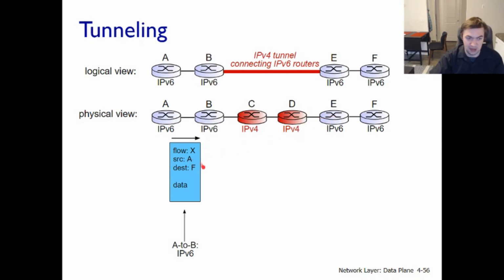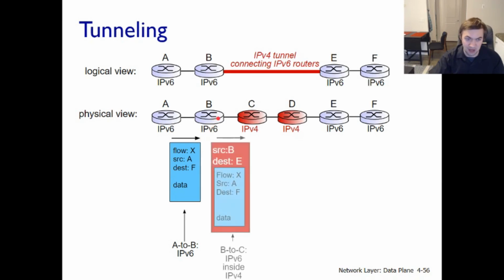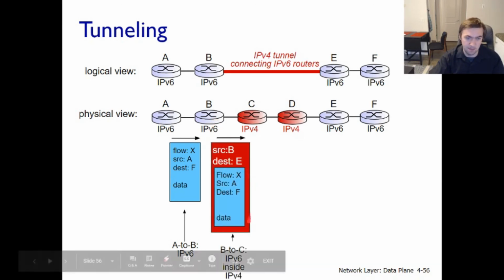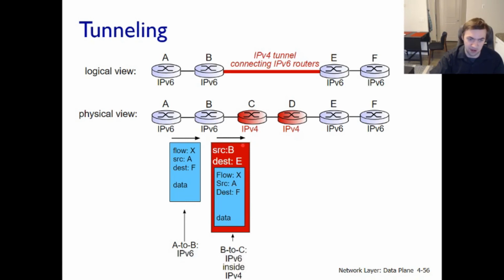My source is A, my destination is F, it has some flow number, and there's data contained in it. Now, to get all the way to F, I need to go through this tunnel. So that means that once my datagram arrives at B, it needs to encapsulate this datagram, the IPv6 one, inside an IPv4 datagram, which is the red box. And so you'll see that the destination and source are different. The source of the IPv4 datagram is labeled as B, and the destination is E. That's where the tunnel ends.